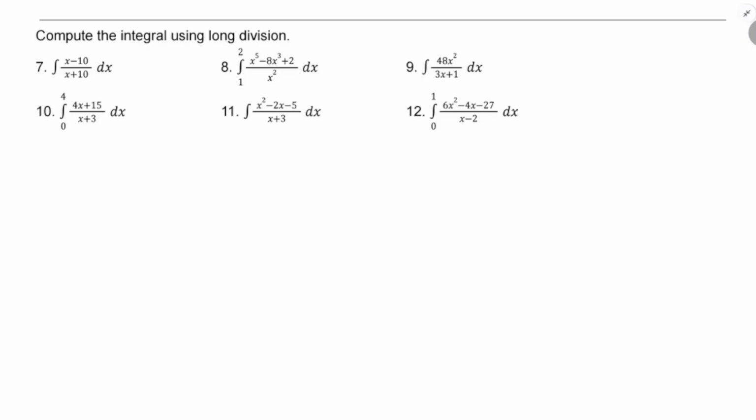I think since I cut the other video short, I'm going to cut this one too, since these were all long division integrals. So that's going to be all for this one.